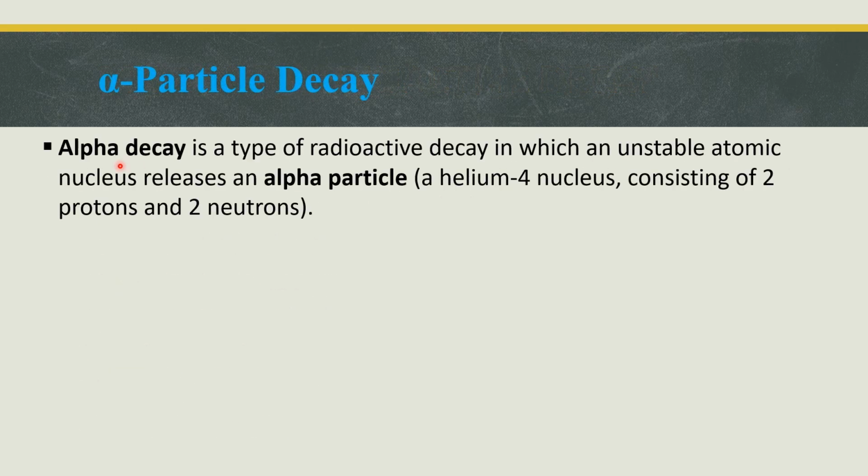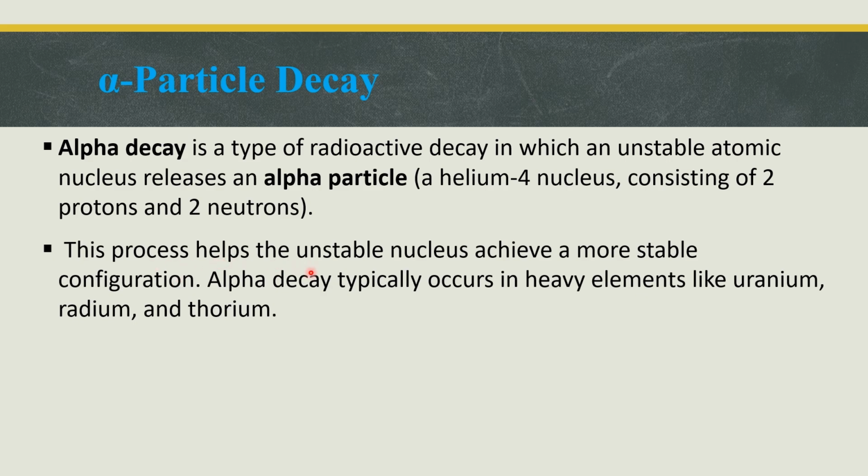Alpha particle decay or alpha decay is a type of radioactive decay in which an unstable atomic nucleus releases an alpha particle. An alpha particle means a helium nucleus with mass number 4, consisting of 2 protons and 2 neutrons, that means the atomic number is 2. This process helps the unstable nucleus achieve a more stable configuration. Alpha decay typically occurs in heavy elements like uranium, radium, and thorium.